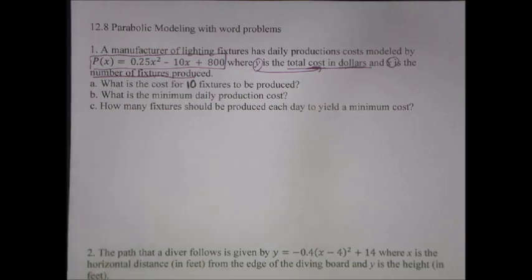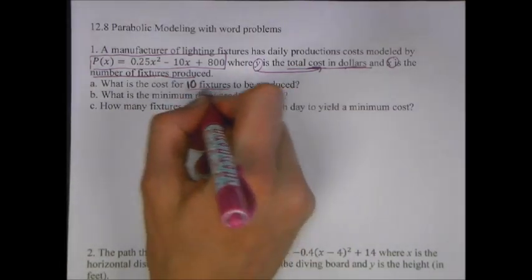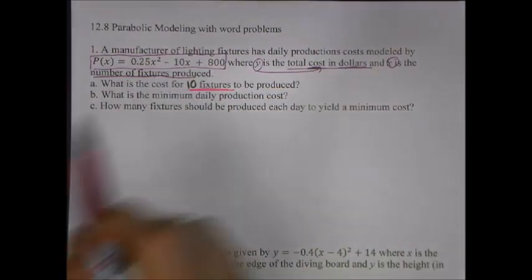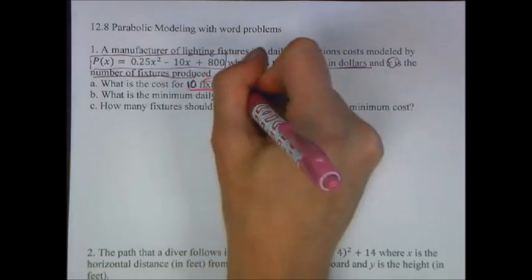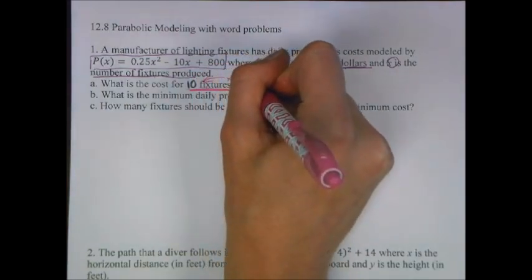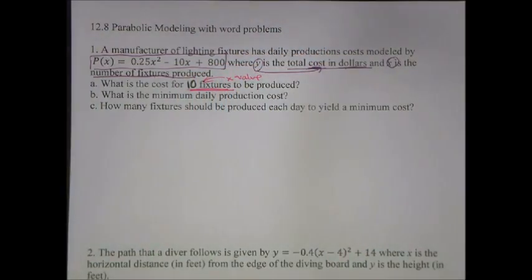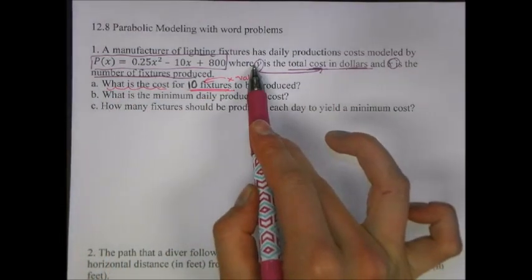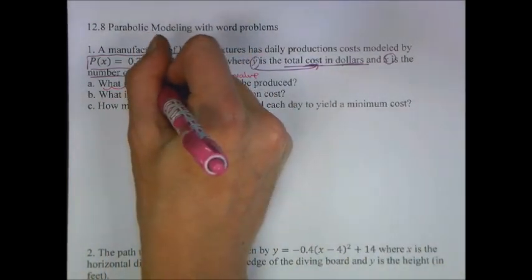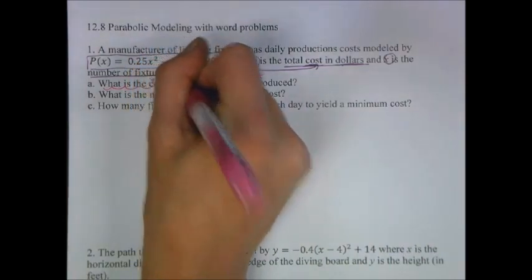Let's go ahead and look at the first question. What is the cost for 10 fixtures to be produced? Now they're giving me the number of fixtures, so they're giving me an x value. And we're asking for what is the cost? Well, cost is the y value. So our answer is a y value.